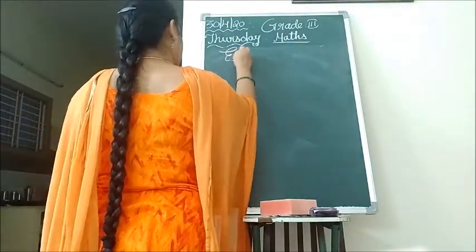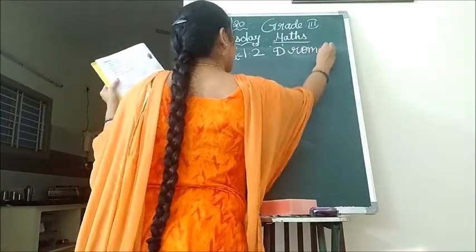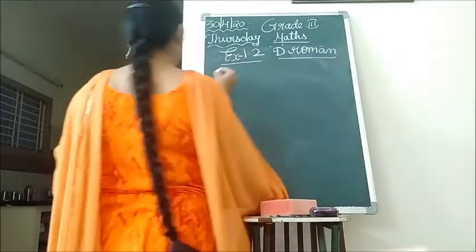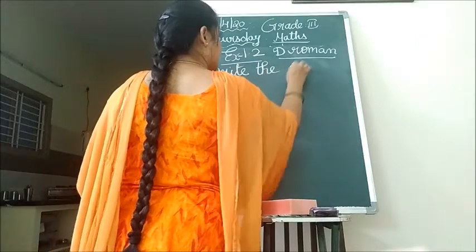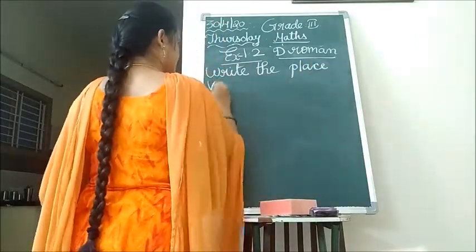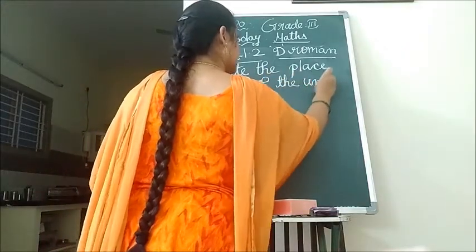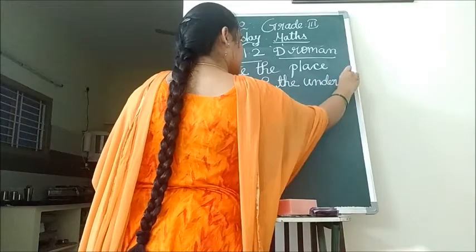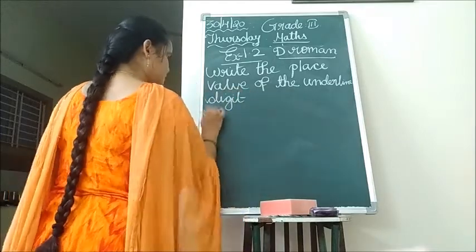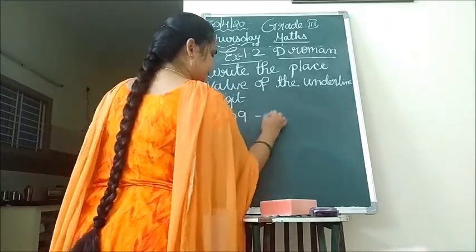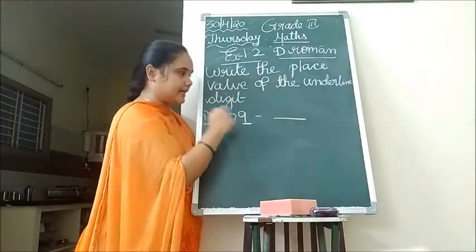See, exercise 1.2 D Roman. Write the place value of the underlined digit. First one, 1309. See, what is the heading children? Write the place value of the underlined digit.